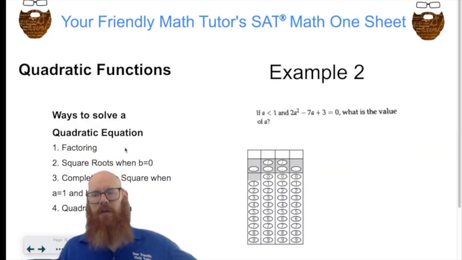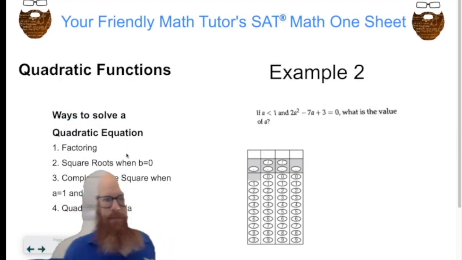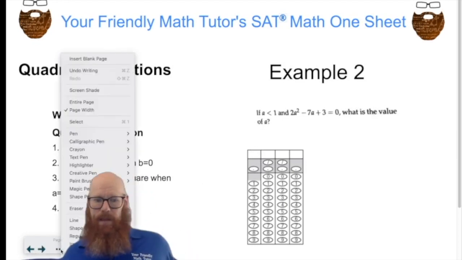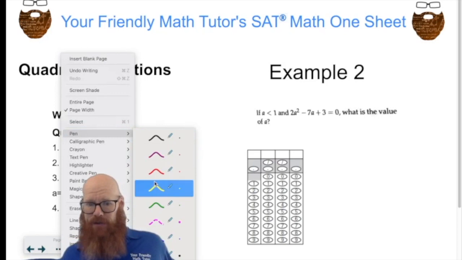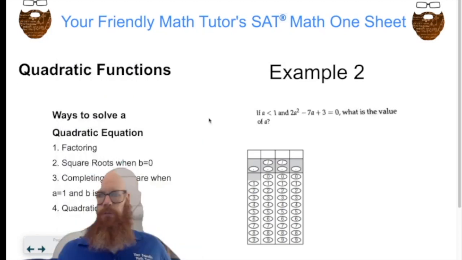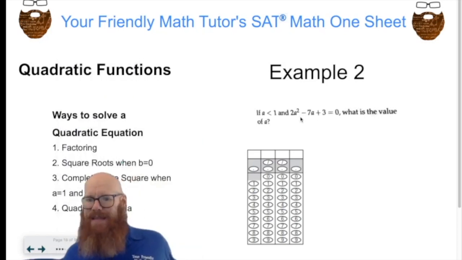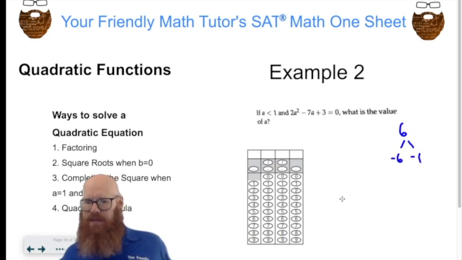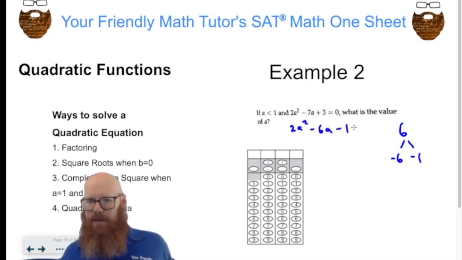So this is another way to solve a quadratic. This one is an example of where I would try factoring first. And when you do factor, we're going to use what's called the AC method. So I'm going to start by doing 2 times 3, which is 6. And I'm looking for factors of 6 that add up to -7. That ends up being -6 and -1. So I'm going to rewrite this as 2a squared minus 6a minus 1a plus 3 equals 0.